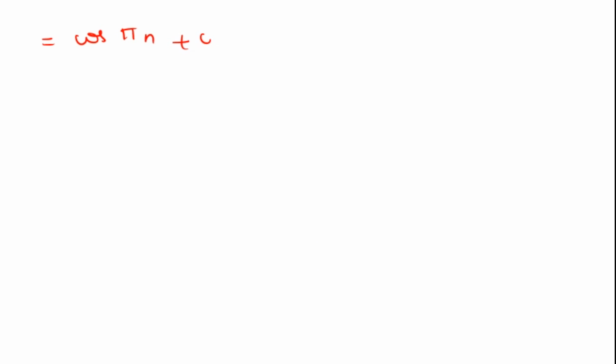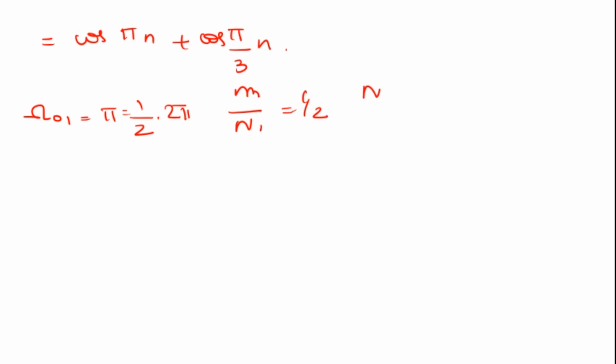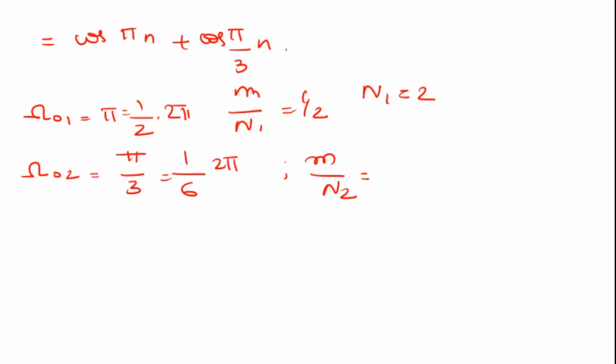Then ohm naught of 1 is equal to pi, which is equal to 1 by 2 into 2 pi. Then m by n1 is equal to half, with fundamental period n1 is equal to 2. Then ohm naught 2 is equal to pi by 3, which is equal to 1 by 6 into 2 pi, or m by n2 is equal to 1 by 6. Then n2 is equal to 6. Then LCM of 2 and 6 is 6. Therefore, fundamental period n is equal to L is equal to 6.